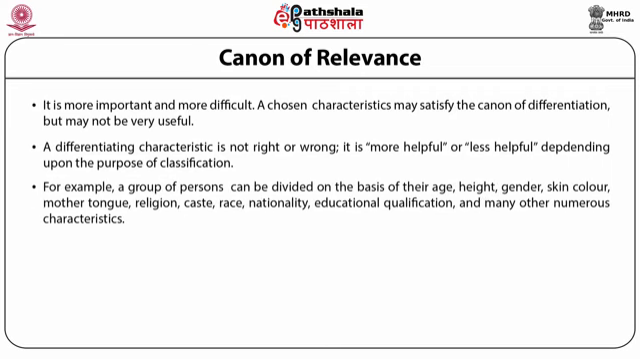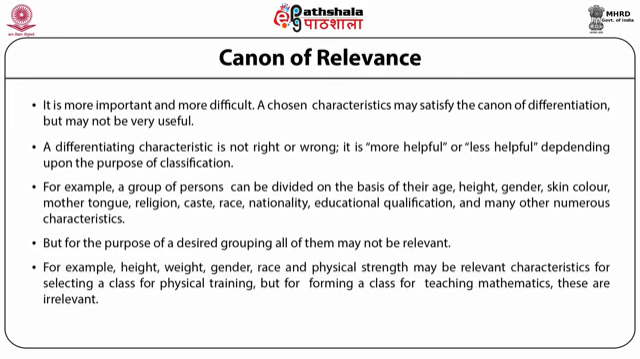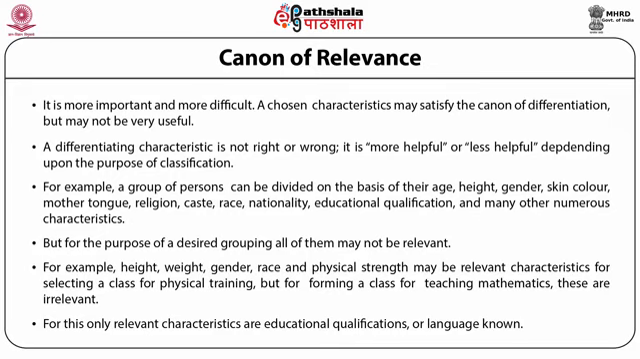For example, a group of persons can be divided on the basis of their age, height, gender, skin color, mother tongue, religion, caste, race, nationality, educational qualifications, and many other numerous characteristics. But for the purpose of desired grouping, all of them may not be relevant. For example, height, weight, gender, race, and physical strength may be relevant characteristics for selecting a class for physical training, but for forming a class for teaching mathematics, these are irrelevant. For this, only relevant characteristics are educational qualifications or the language known.